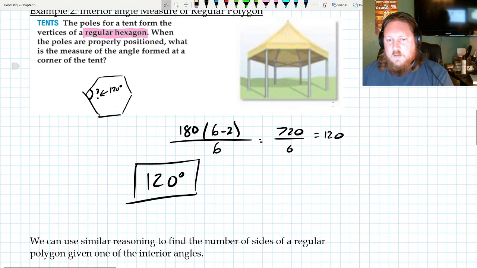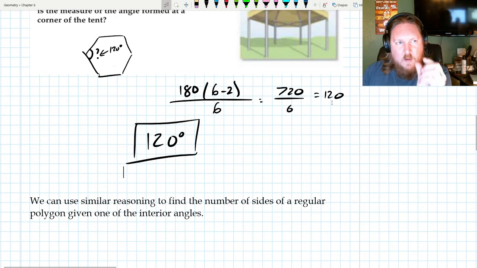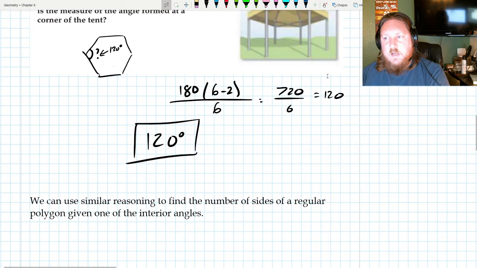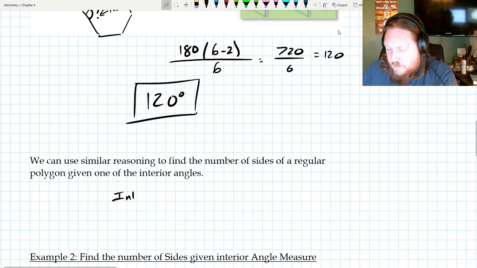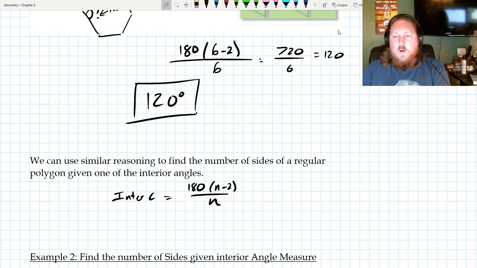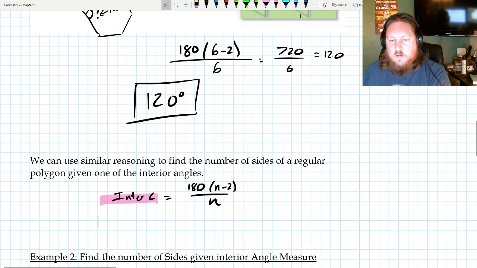Since that one went kind of fast, let's think about this another way. We could do that same process but in reverse. If I know what the angle is on the inside, I can figure out how many sides it's going to be. So I could have a little formula: interior angle equals 180 times (n minus 2) over n. If I know what this interior angle is, I can now solve for n because it's the only variable left. That's what we're going to do in this next example here.